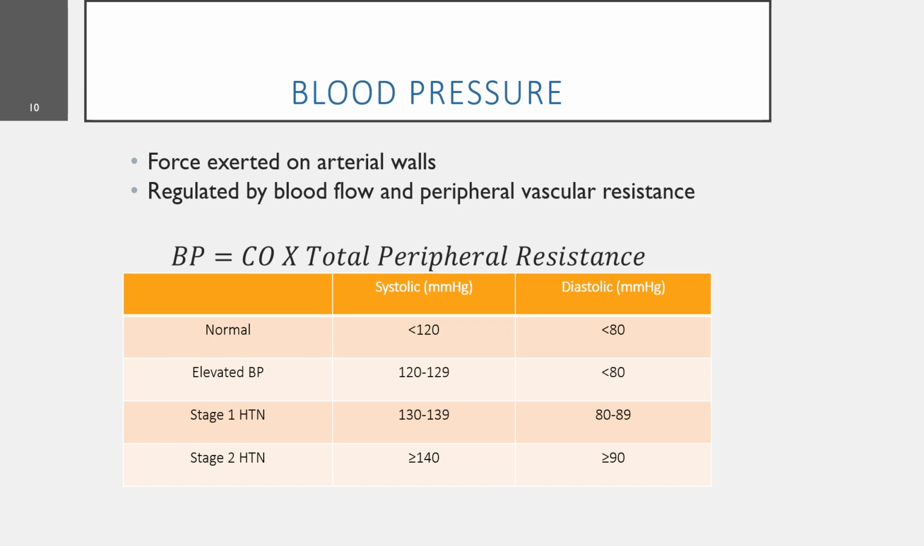Blood pressure is the force exerted on arterial walls. It is regulated by blood flow and peripheral vascular resistance. Systolic is the pressure in the arteries when the heart is contracting, and diastolic is the pressure in the arteries when the heart is relaxed.